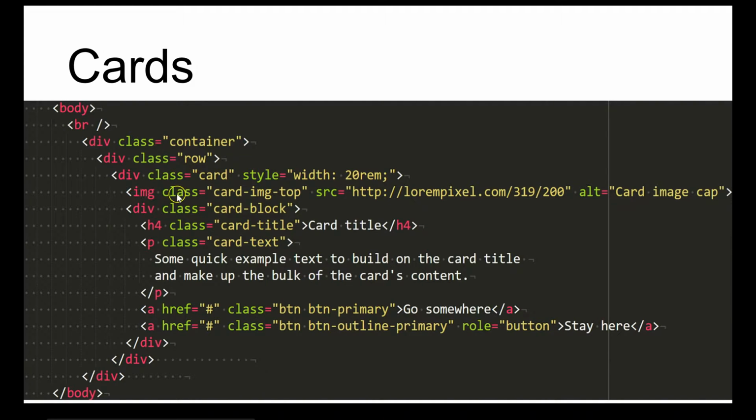Then there's an image with a class of card-img-top. This guarantees that this image is the image on the top of the card. We also have a div with a class of card-block. Inside the card-block div, we're holding an H4 that says card title. We have a paragraph tag with the class of card-text. That's some text. And then we have 2 buttons.